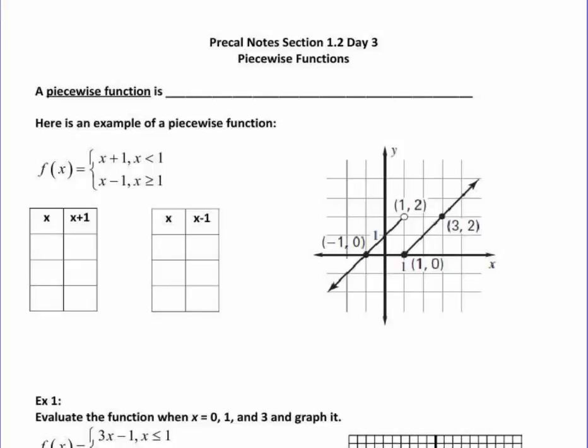All right, and if you haven't figured out by now, we are going to be talking about functions a lot this year. A piecewise function is defined using multiple equations. And those multiple equations are used for different intervals. And we'll see what that means in just a second.